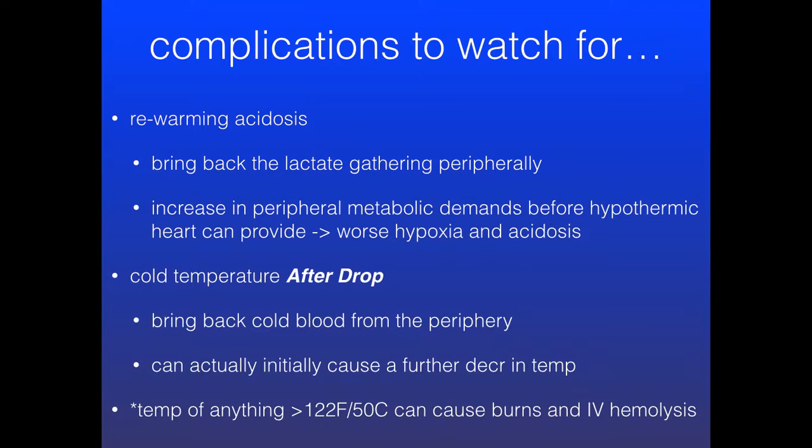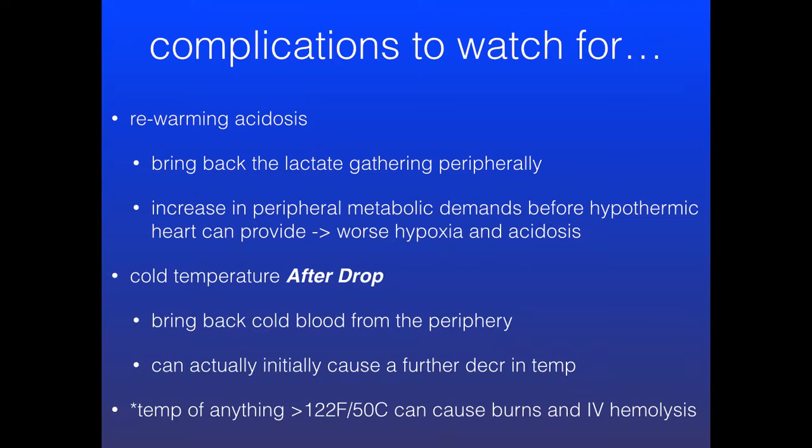And just to keep in mind, as you are always doing treatment, you want to think what can possibly go wrong. So a few complications that you want to watch out for. First one is rewarming acidosis. If you think about why this happens, you think about how when you start to vasodilate that constricted periphery, as you start to heat things up, you're going to start to bring back the lactate that was likely gathering peripherally. And also, as you start to warm the body up, the metabolic demands are going to increase again, and this is going to probably cause a further increase in oxygen demand, and that'll cause the worsening of the acidosis.